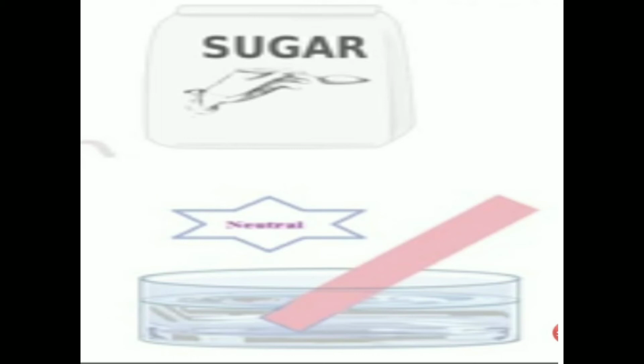That's how the litmus test helps us test which substance is acidic or which substance is basic. Earlier we were tasting the substances to find which is sour and which is bitter, and then deciding which one is acidic and which one is basic. This is a more convenient and simple way of deciding the acidity of a substance.